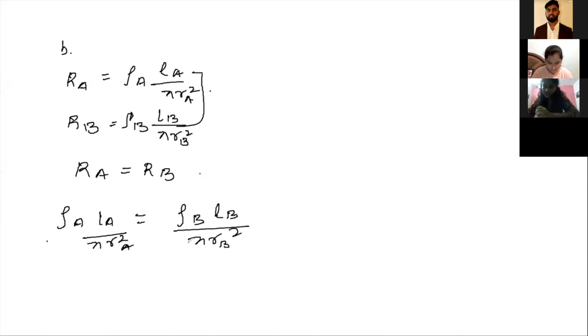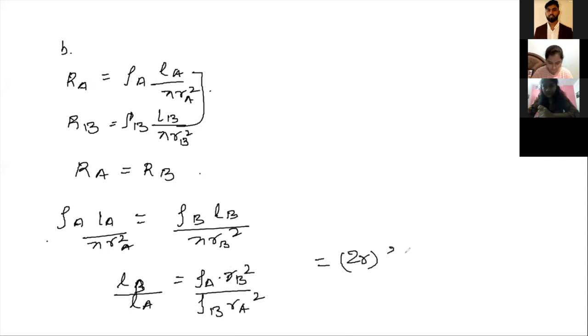Now, what are they telling? They are telling that L_B divided by L_A is rho_A R_B square divided by rho_B R_A square. Okay, so this is 2R square divided by what should be the value? So this is rho_A to rho_B because that is equal, right? So this would be equal to your 4 by 2. That will give you 2.